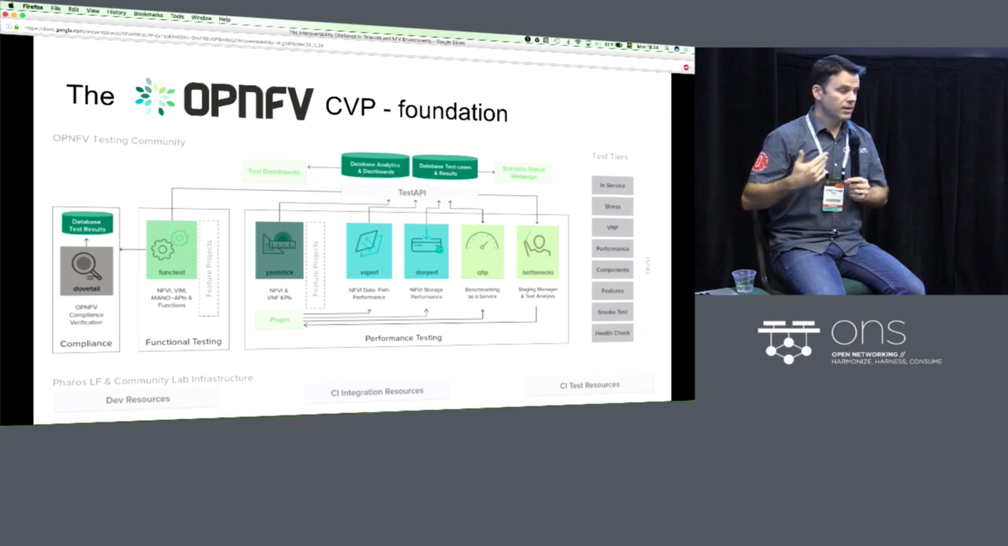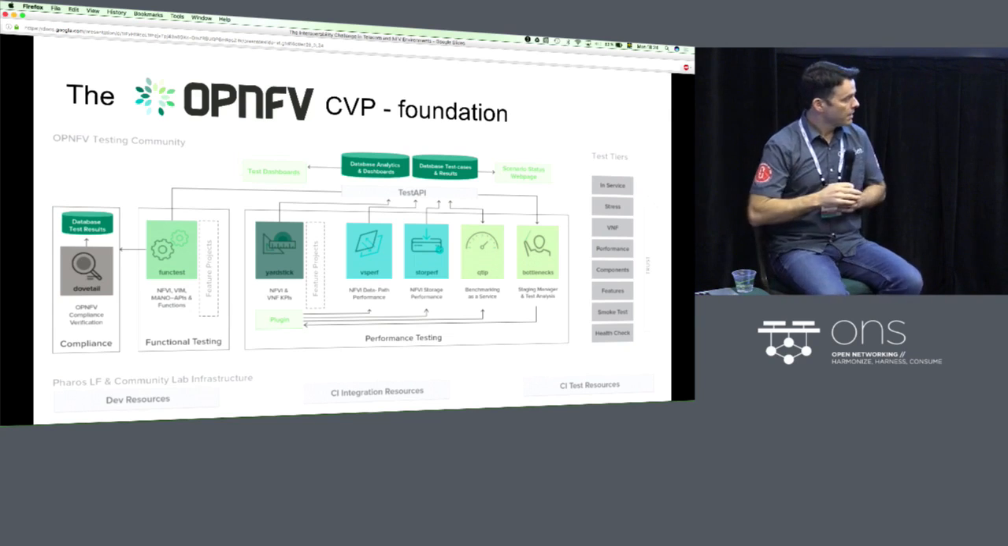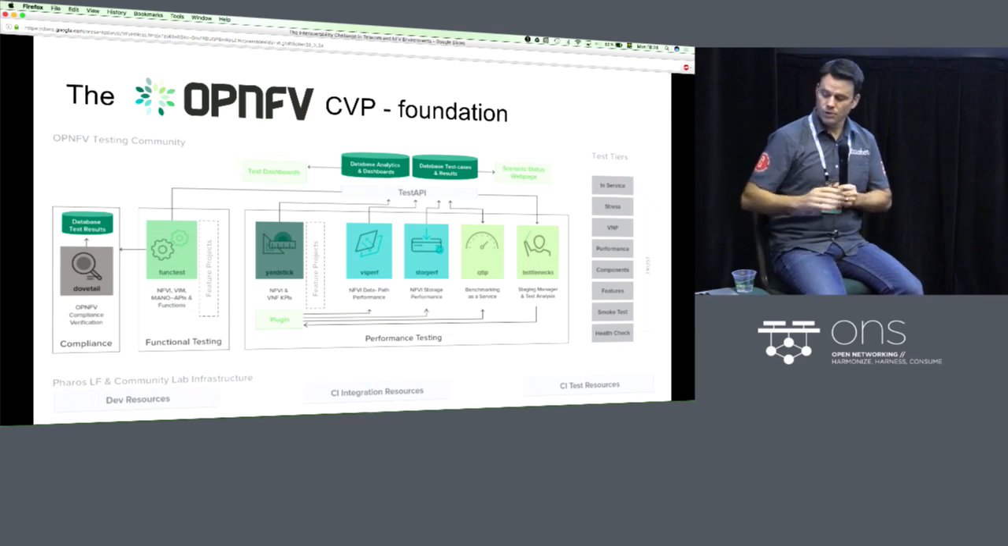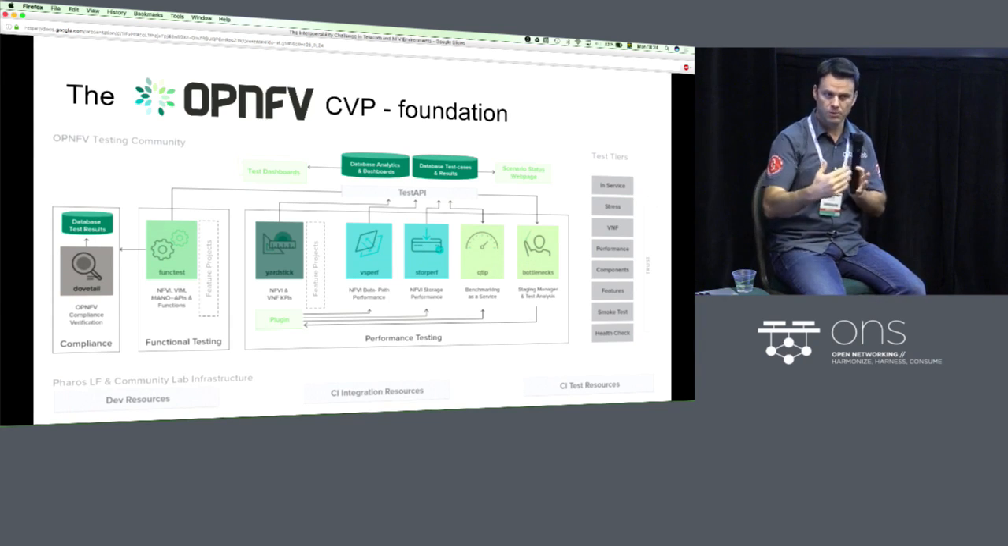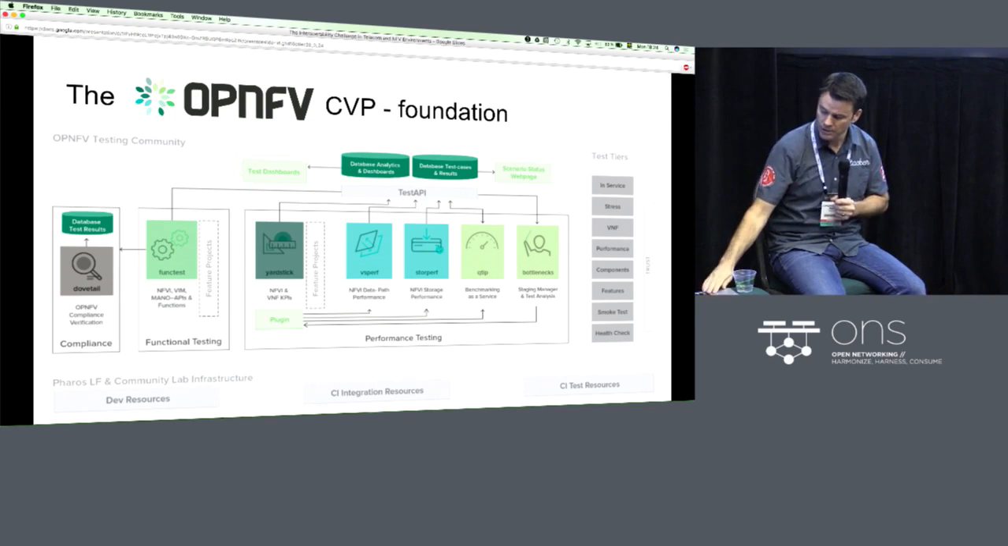At this point in time, we're still relatively young as a community. We don't have the 7 years behind us that OpenStack have. So a lot of these are, I guess, not as well governed as they potentially could be, which is why we're still incubating our CVP activity. But it gives you a general idea of what we have as far as a testing foundation is concerned.